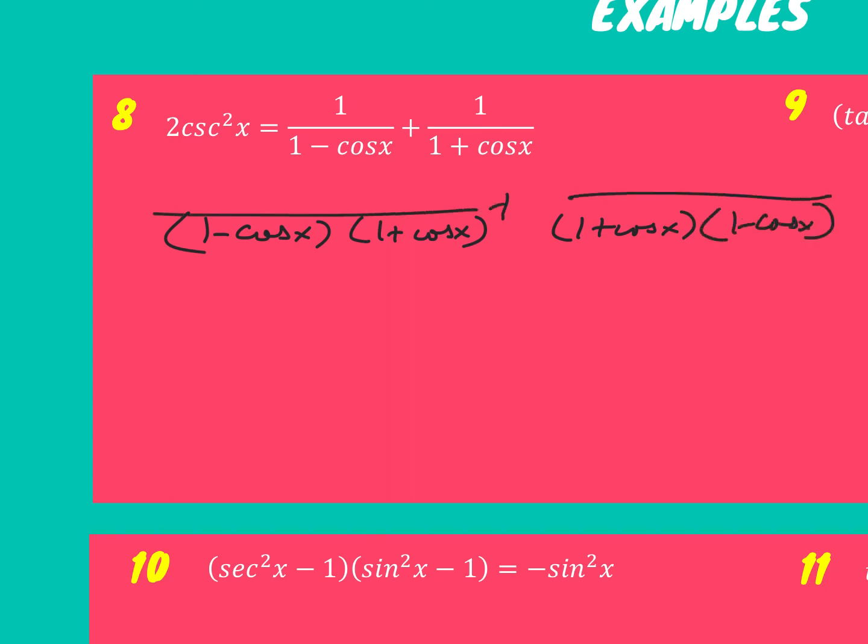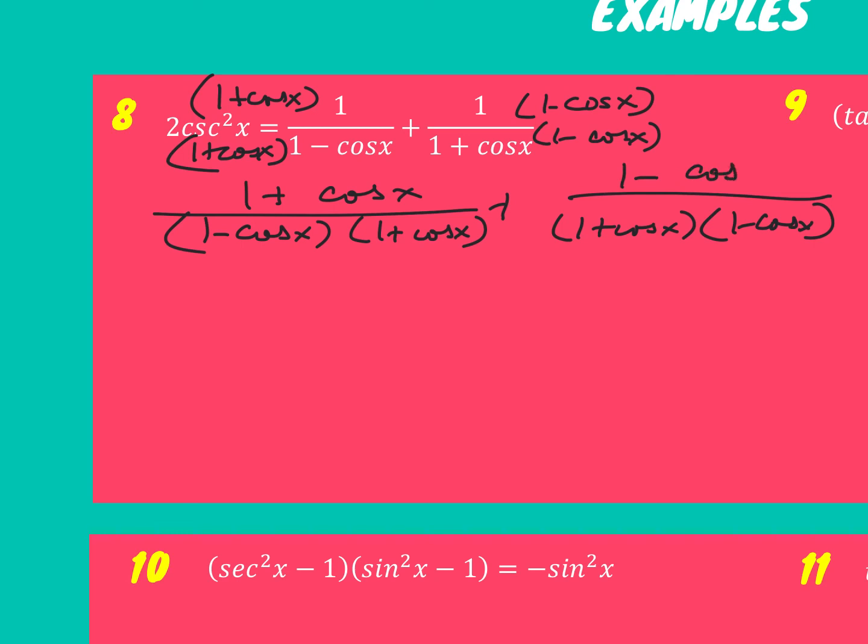The first fraction is missing the 1 plus. And the second fraction is missing the 1 minus. So 1 times 1 plus cosine x is just 1 plus cosine x. And the same thing here, 1 minus cosine x.